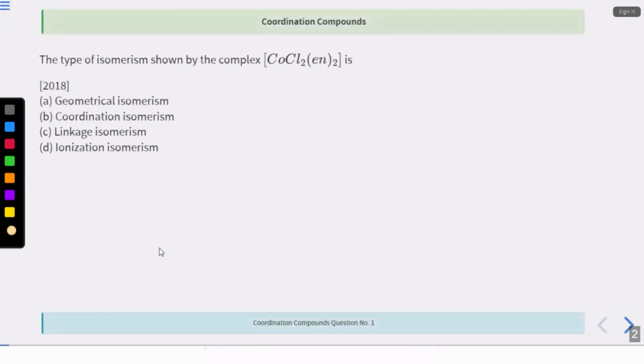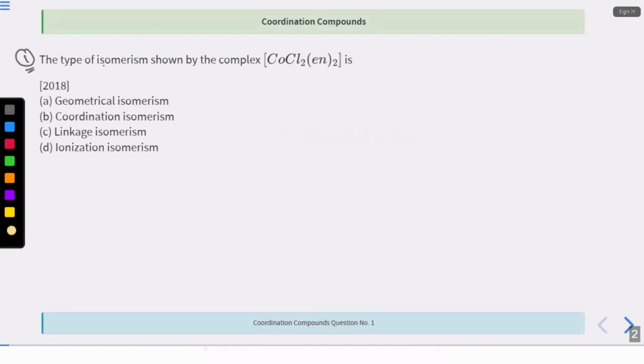So today we will be solving some questions on coordination compounds from chemistry with respect to JEE Mains and NEET. So let's get started. Let's start with the very first question.